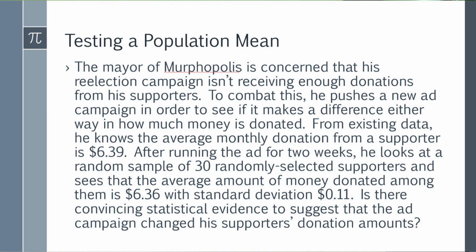From existing data, he knows the average monthly donation from his supporters is $6.39. After running the ad for 2 weeks, he looks at a random sample of 30 randomly selected supporters and sees that the average amount of money donated among them is $6.36, with standard deviation 11 cents. Is there convincing statistical evidence to suggest that the ad campaign changed his supporters' donation amounts?